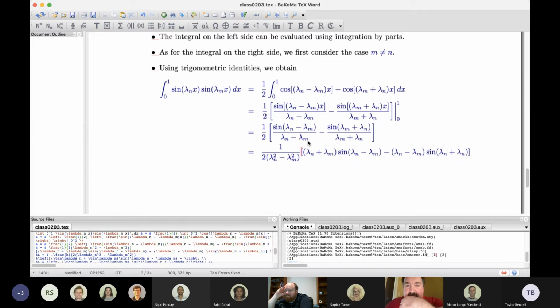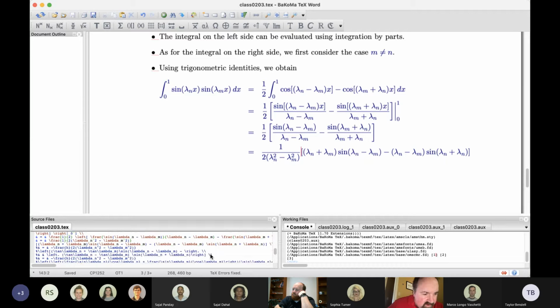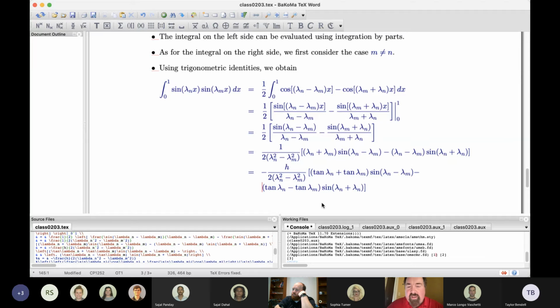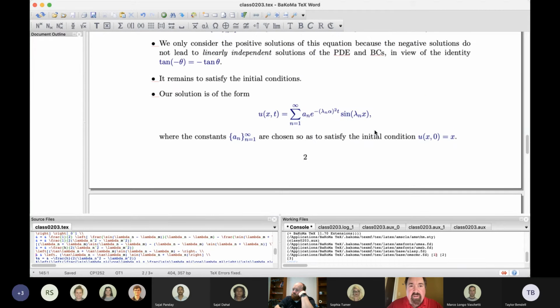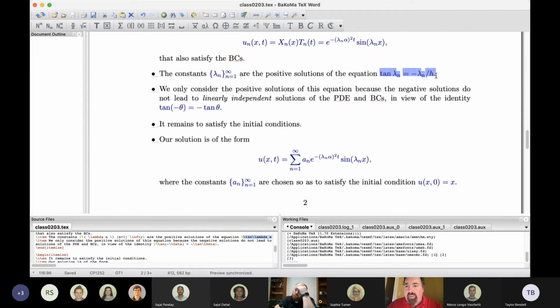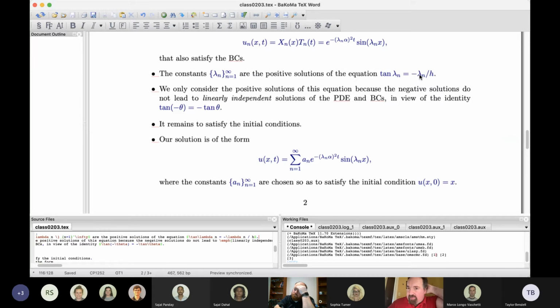What I've done here is basically I've put everything over a common denominator, which is lambda n minus lambda m times lambda m plus lambda n, which is this difference of squares here. And this is a numerator we get from putting everything over a common denominator. Okay, now what happened? What I did to go from here to here is I use a relationship stated earlier. This right here. Lambda n can be replaced with, if I rearrange this, actually, in fact, I'll just rearrange it right here.